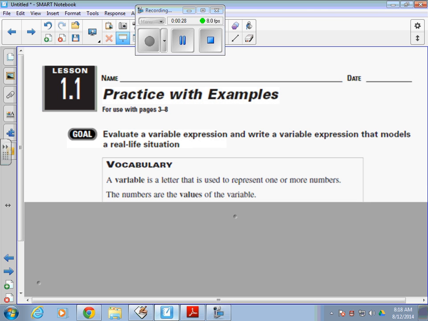The first thing is the definition of a variable. It's given to you right there. It says a variable is a letter. It's usually a letter, and like we said, typically we use the letter X, but you could use Y. You can use any letter you want.